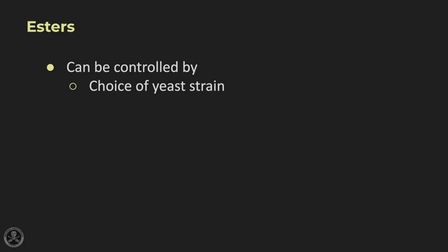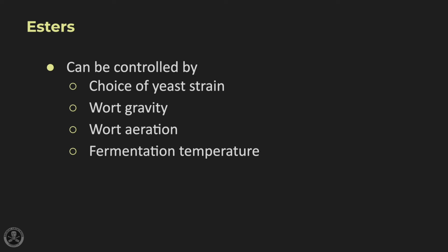We are going to start this lesson by looking at esters. Esters are sweet, fruity, or even floral compounds that can be produced by yeast during fermentation. They're mostly associated with ales and ale yeast strains, but it's not only ale yeast strains that can produce esters, and we will discuss that very soon. Ester production can be controlled by the choice of yeast strain, wort gravity, wort aeration, and fermentation temperature.